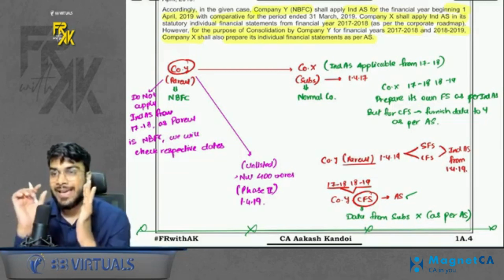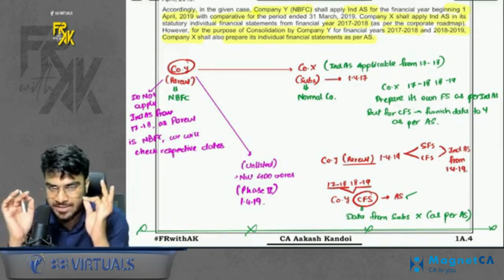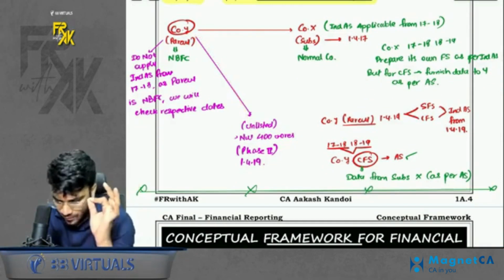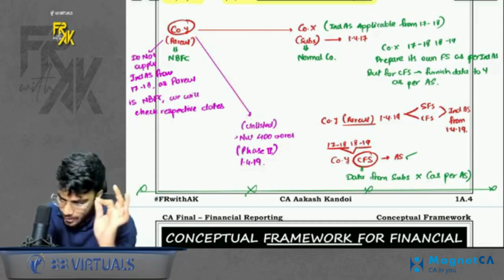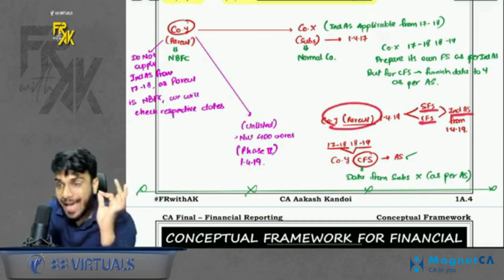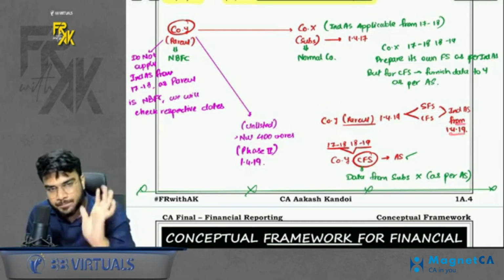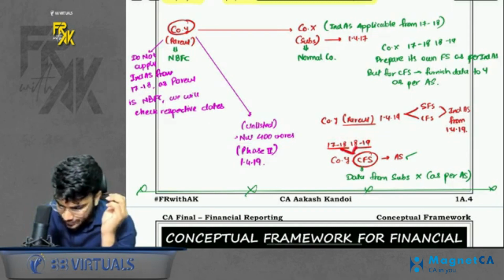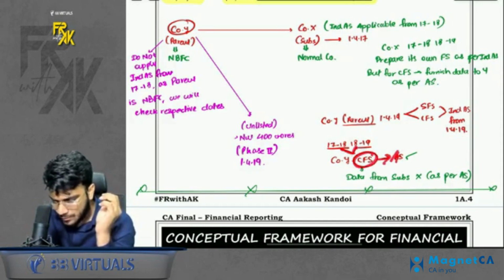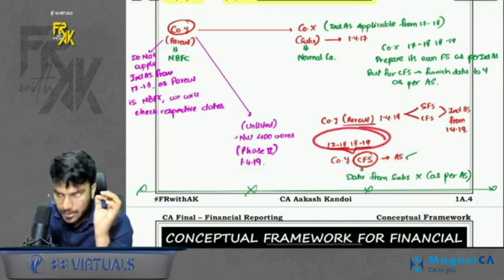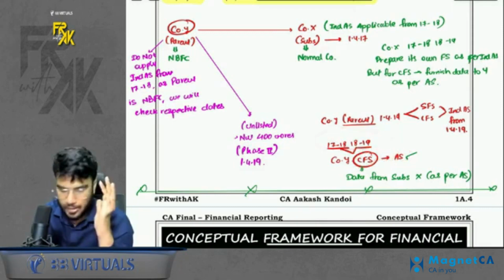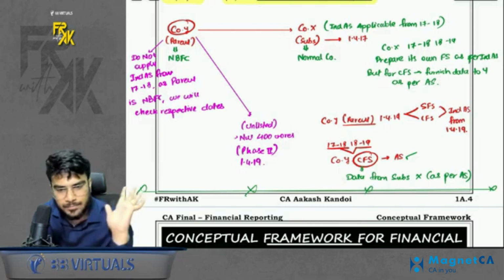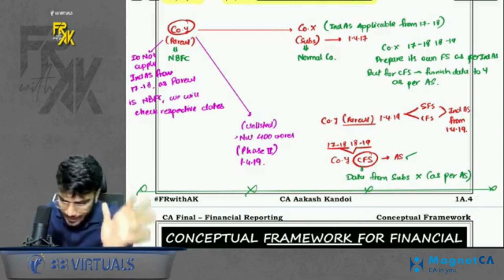Now, there is some extra discussion also done here. Now, what is the discussion? Please listen carefully. The parent will apply Ind AS from 1st April 19. That means parent will start preparing SFS and CFS as per Ind AS from 1st April 19. But what about the previous 2 years, 17, 18, 18, 19? This CFS will be prepared as per AS only, na? Because during these years, Ind AS was not applicable to parent. So during these 2 years, parent will continue applying AS, right? Parent will continue applying AS.